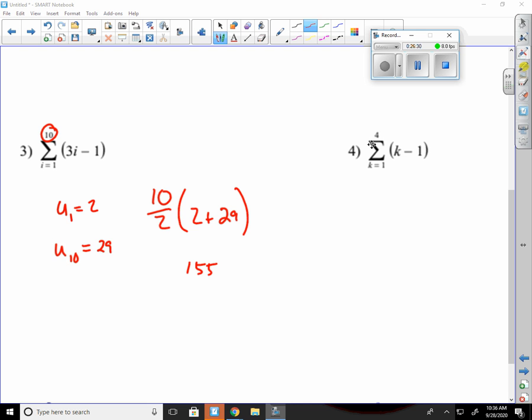This one I'm only going up to 4, so I'll just go ahead and do it, especially when the first term is 0. Second term is 1. Third term is 2. And the fourth term is 3. 2 plus 3 is 5, plus 1 is 6.